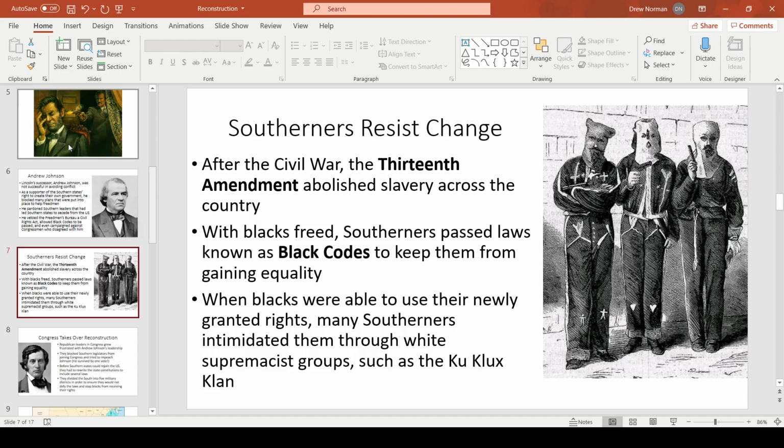After the Civil War, the 13th Amendment abolished slavery across the country. But as I mentioned in the last slide, although blacks were free, Southerners passed laws known as black codes that kept them from gaining their equality. When blacks were able to use their newly granted rights, many Southerners intimidated them through white supremacist groups such as the Ku Klux Klan. Maybe they don't look exactly like you thought they would on the right, but many of the Ku Klux Klan members were former Confederate soldiers, and they would wear their regalia, which looked like Confederate soldiers.